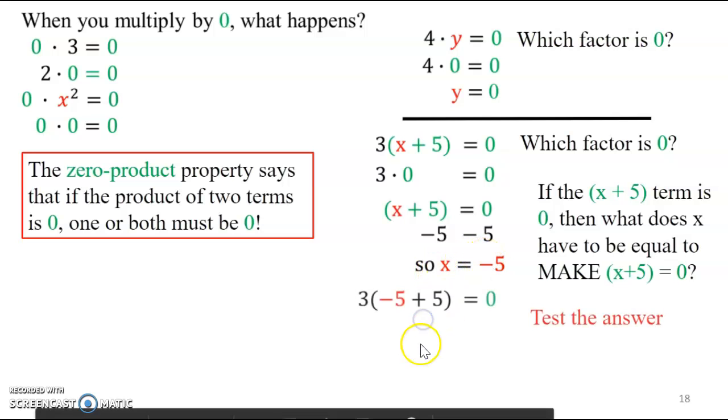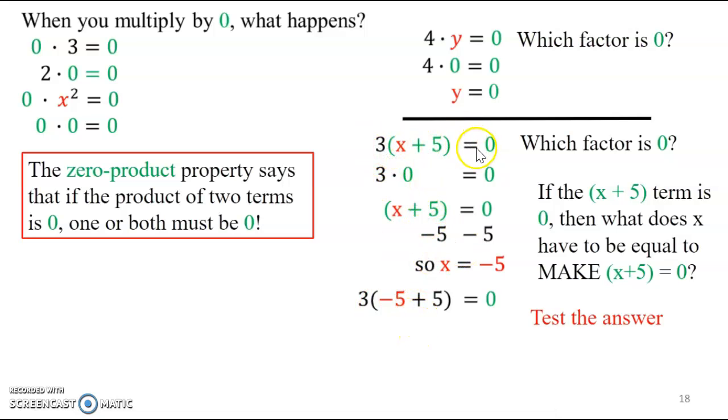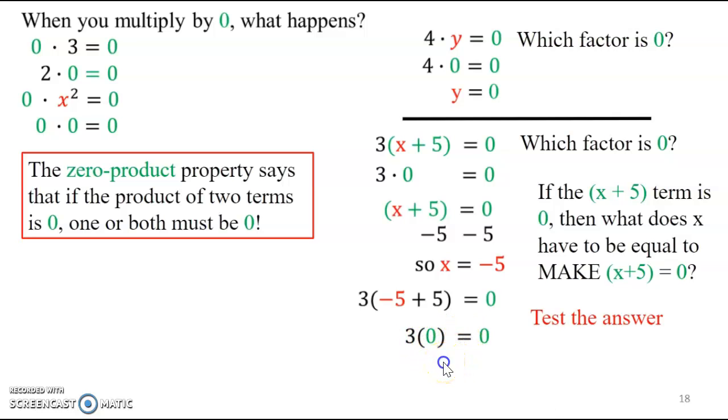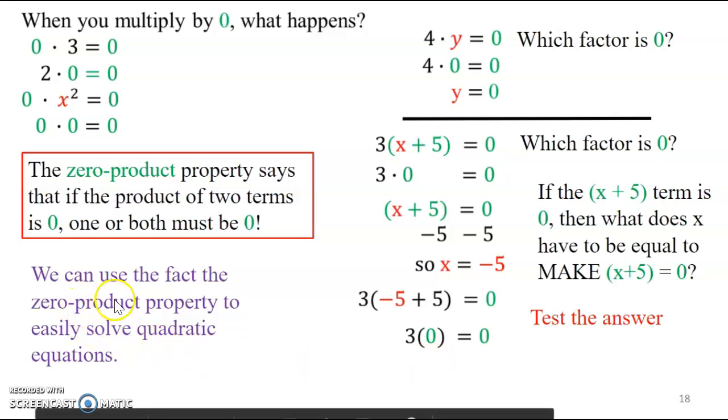And we can certainly check this by substituting negative 5 back into this equation. Negative 5 plus 5 is going to be 0, so that becomes 3 times 0, which is equal to 0. So we can use the zero product property to easily solve quadratic equations. So that's what we are going to be using.